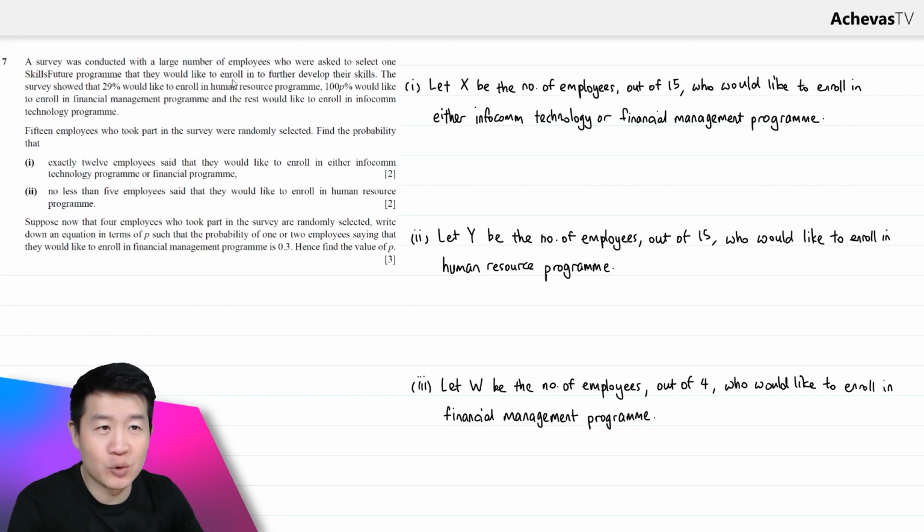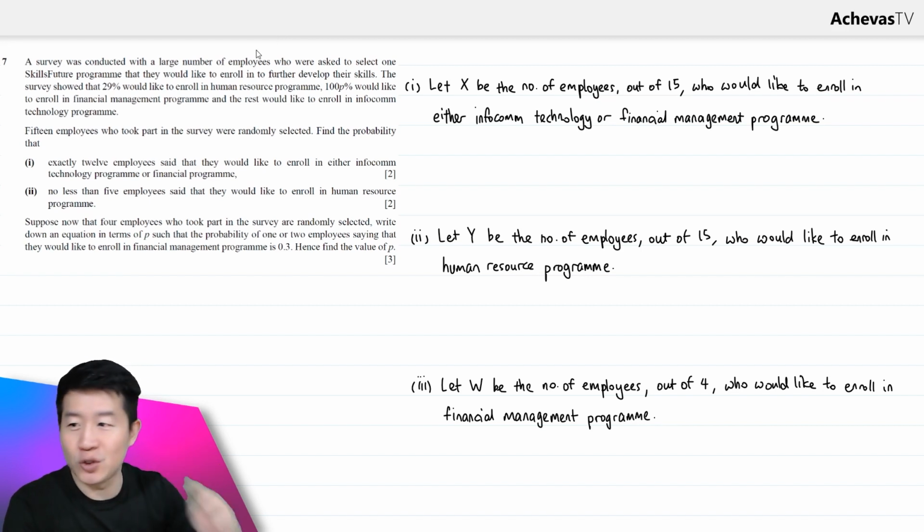the employees trying to enroll in 3 possible programs. The first one is human resource. 29% of them will be enrolling in human resource. P% will be enrolling in financial management, and the rest will be enrolling in Infocom technology program. We are working on 15 employees. And in part 1, we want to find the probability that we're going to get exactly 12 out of these 15 employees who will be enrolling in either Infocom or finance program, just so that it's easier for us to discuss.